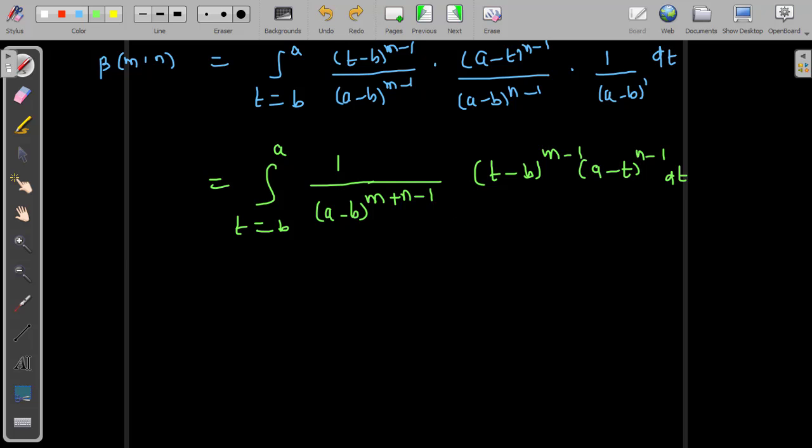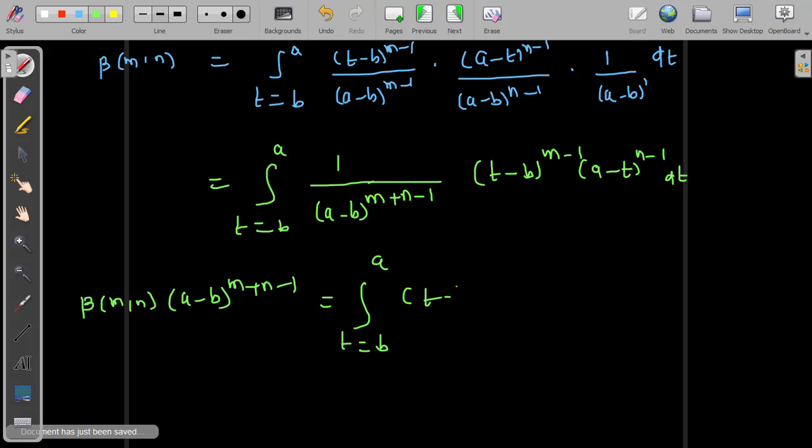Now the next step is cross multiply, because it's a constant total quantity, so we can take it completely outside. So here beta of m comma n on the left side. Again this total denominator, when you cross multiply to the left side, it will be multiplied with beta of m comma n, which gives (a minus b) whole to the power of m plus n minus 1, which is equal to integral t from b to a. Okay, here right side is (t minus b) power m minus 1, which is multiplied by (a minus t) power n minus 1 dt. So this is what we want to prove.